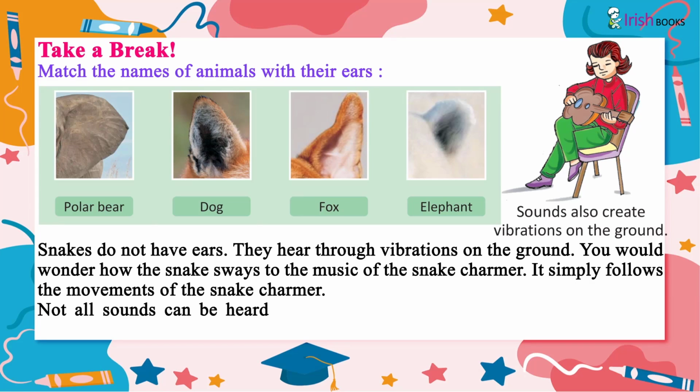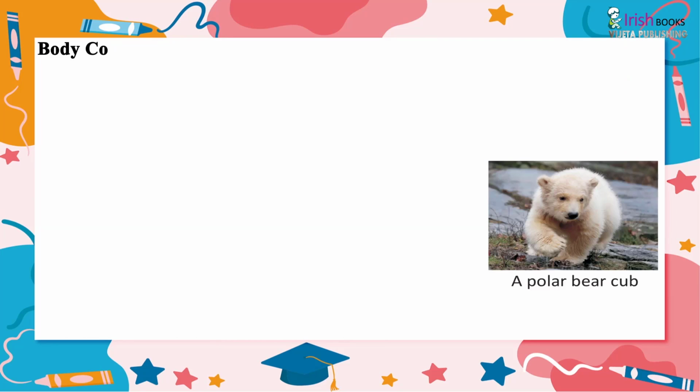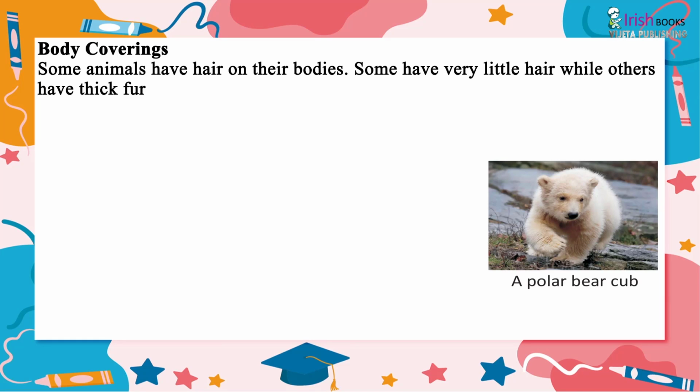Not all sounds can be heard by animals. While some hear only high-pitched sounds, others can only hear low-pitched sounds. Body coverings. Some animals have hair on their bodies. Some have very little hair, while others have thick fur on their bodies.